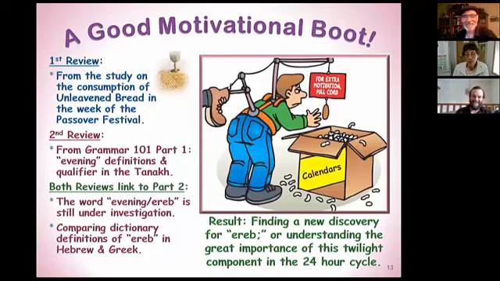But the result is that when you find a new discovery for Aibv, or you understand the great importance of this twilight in the whole component of the 24-hour cycle, every calendar piece of information in the scriptures is just going to open up. All the pieces are going to start to fit in. So just pull the cord if you need an extra motivational boot, is what I say.